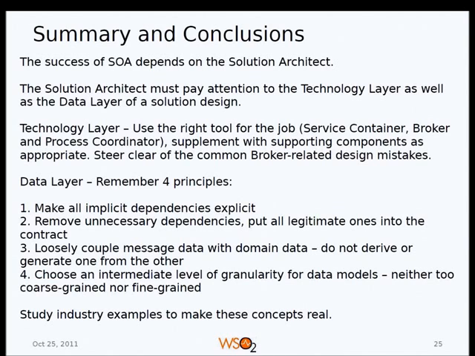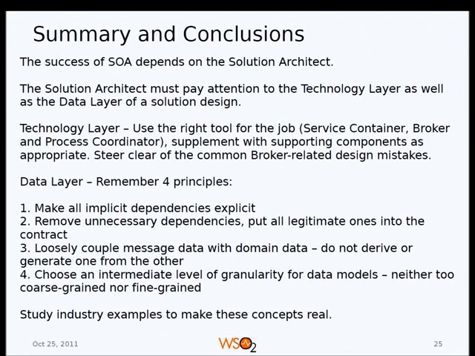Use a service container when you're writing logic and exposing it to other applications as a reusable service. Use a broker when you already have that logic or data in your system but not accessible directly. Use a process coordinator when you need to coordinate multiple steps of a process and you don't always know the order of those steps unless it's at runtime. And you can supplement these three core components with supporting components, the eight supporting components that we saw.